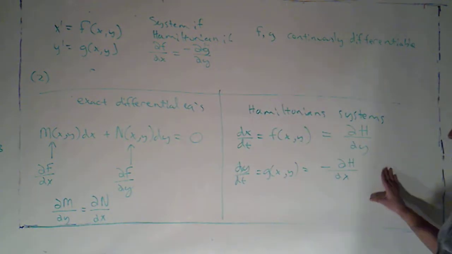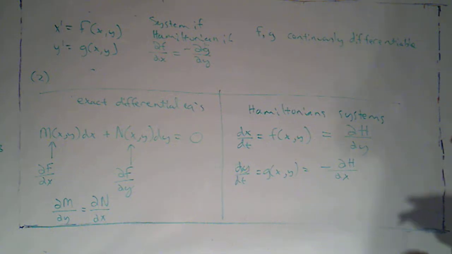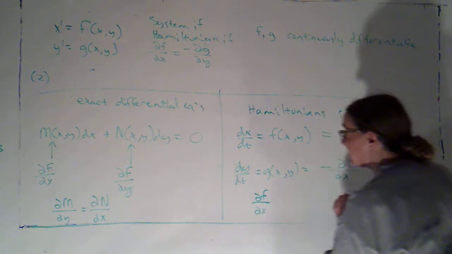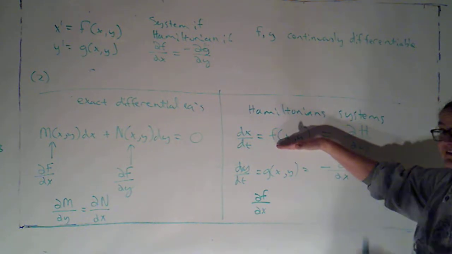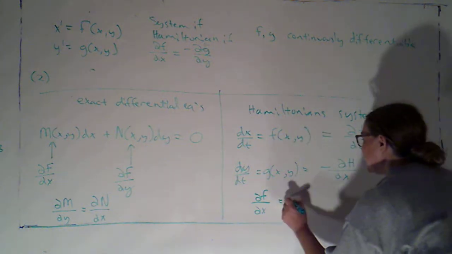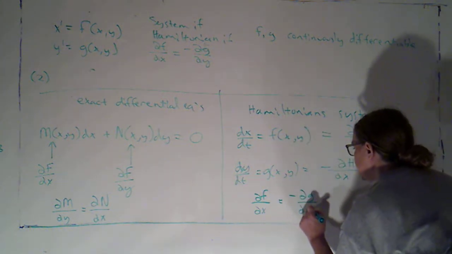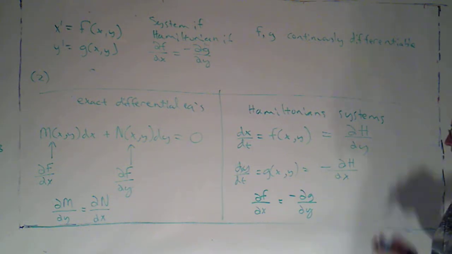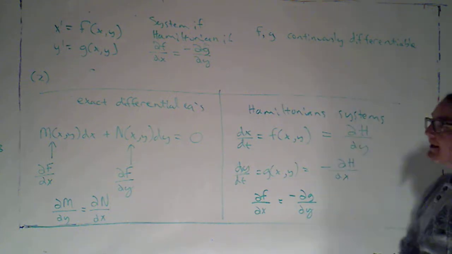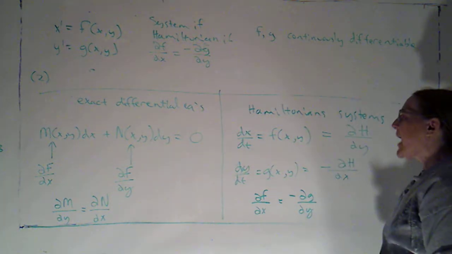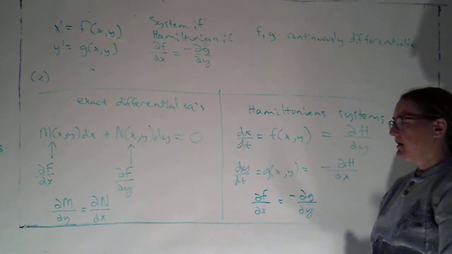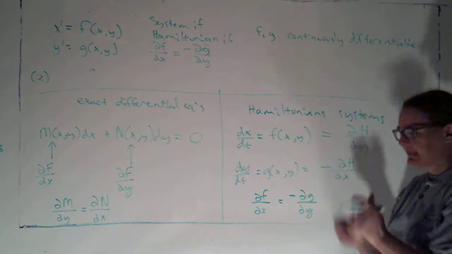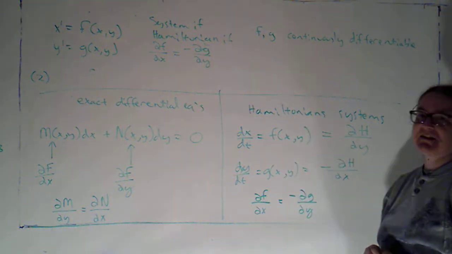Okay. So here, the test for whether it's Hamiltonian or not is whether the partial of f with respect to x, the function that I associate with x, I take the partial with respect to x, is the opposite of the partial of g with respect to y. So, a lot of similarities, but a lot of really, really important differences. Rather than just trying to memorize, okay, if it's going to be exact, I have to check this and this. If it's going to be Hamiltonian, I have to check that and that. Try to understand the concepts behind it.